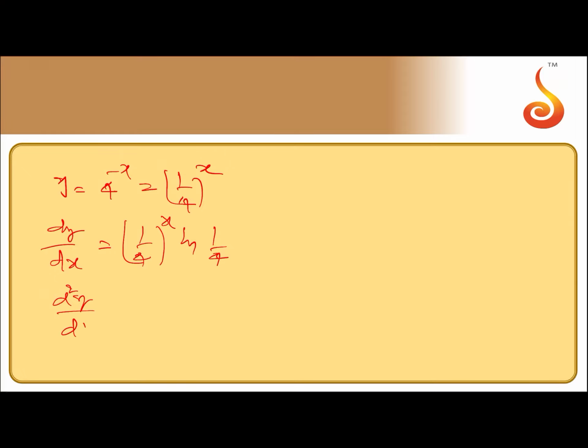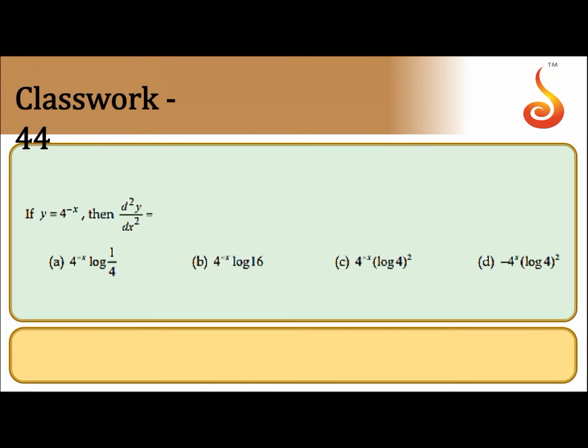At the same time, one more time when you find the derivative, 1 by 4 to the power of x into log 1 by 4 into log 1 by 4 will become whole square. That's nothing but 4 power minus x multiplied by, I think it is log 4 taken whole square. So 4 power minus x into log 4 whole square. Answer is C, second order derivative.